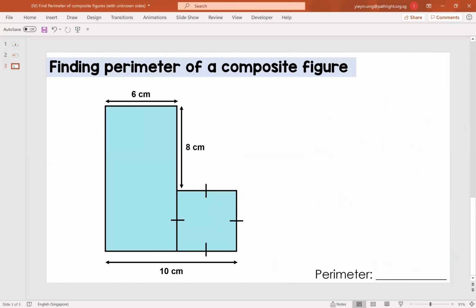So in this case, we have one question mark, two question marks, and three question marks. And just by looking at this figure, we can see that it is made up of one rectangle and one square. How do we know that it is a square?